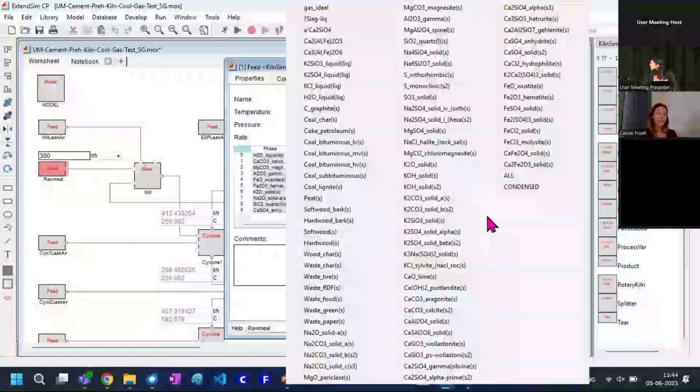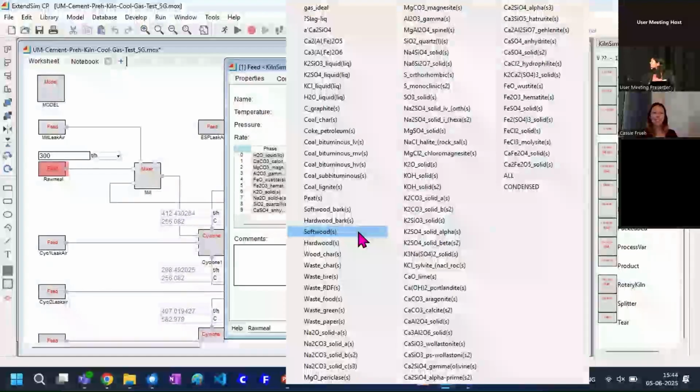We have 6 coal variations: coke, peat, softwood, hardwood, lots of waste materials such as waste tires, waste food, waste green, waste paper. And I think Karri is going to talk about more fuels that he modeled today at the end. But these ones are already available in KilnSimu.